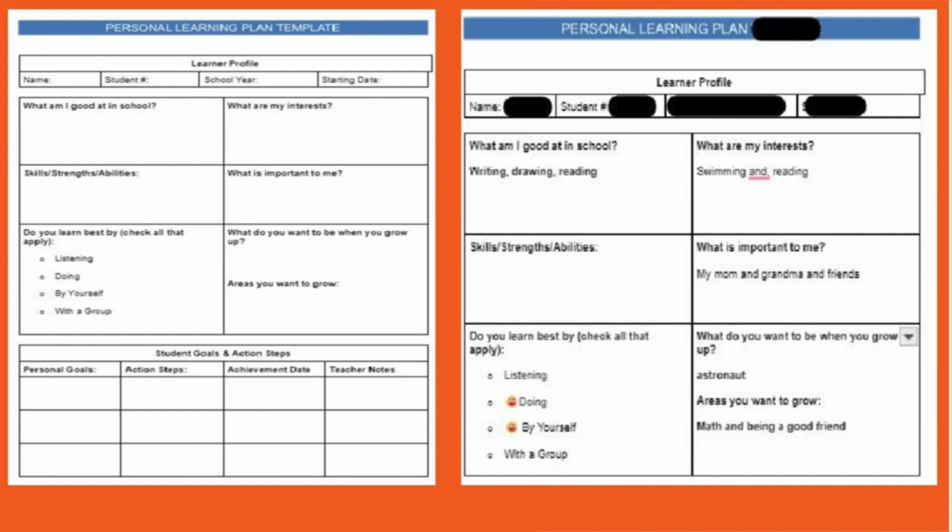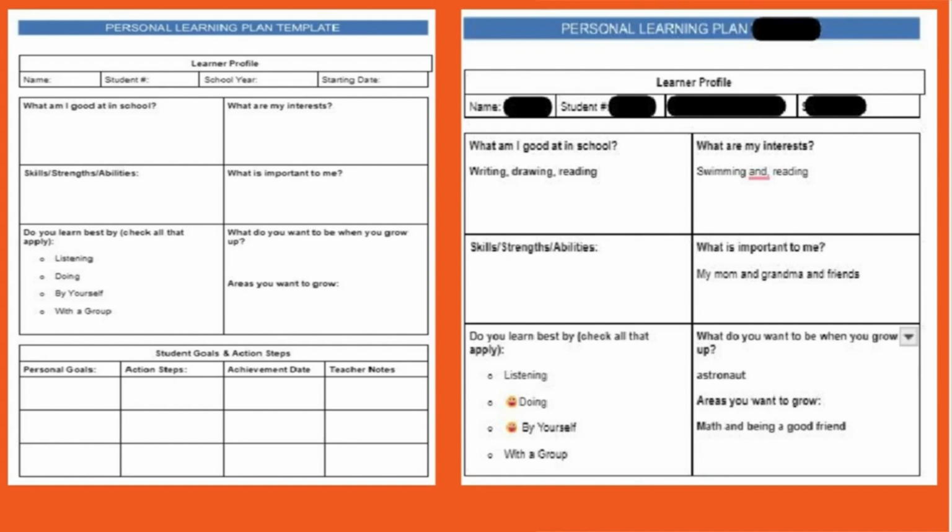My goal was to meet with them one-on-one after reviewing this sheet with them. Because they were first graders, I knew that they needed some help filling these boxes out, but I did want them to take ownership as much as possible. So on the right is a personal learning plan for one of my students. They outlined what they felt like they were really good at in school, what their interests were. We outlined how they like to learn.